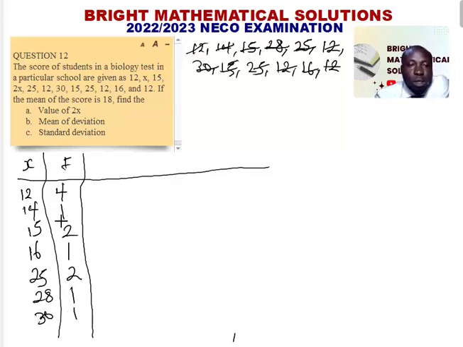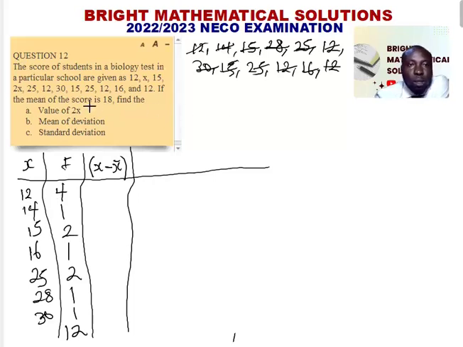So the addition of this must give us the total number of the frequency. This is 5, 7, 8, 10, 11, 12. So that is 12. So for the mean deviation, the next step is to find the deviation from the mean of each of the variables.